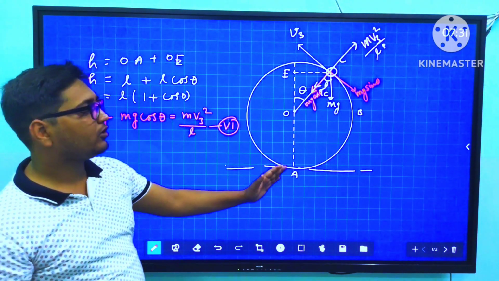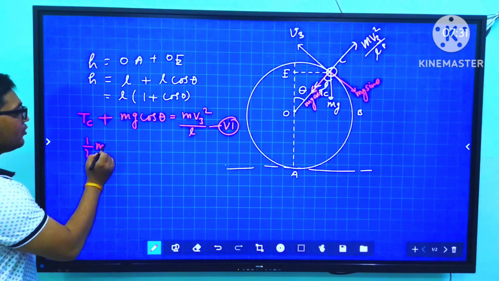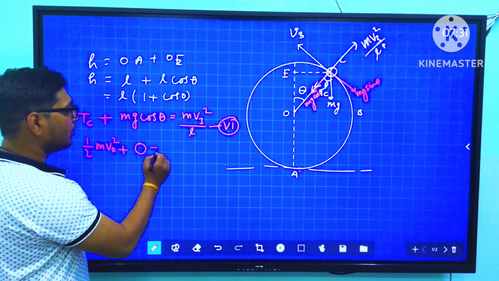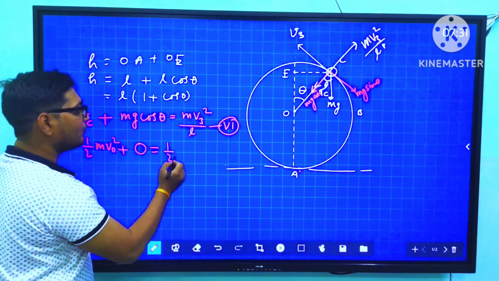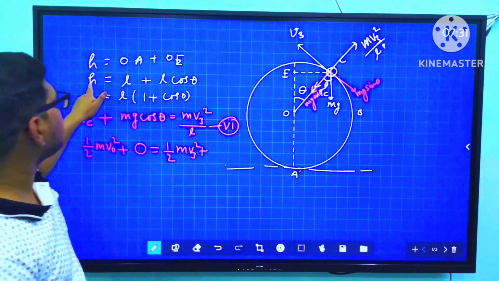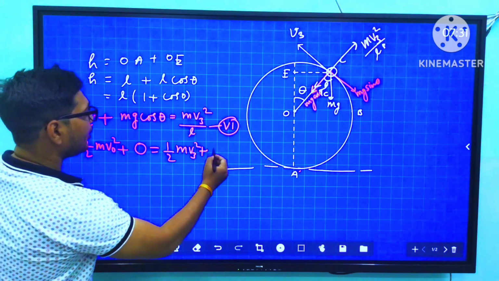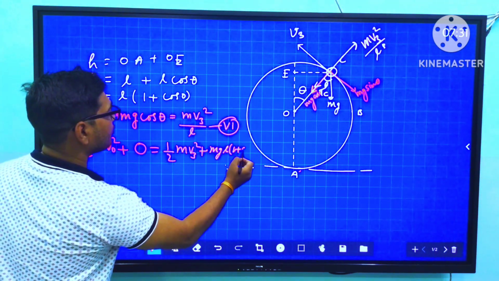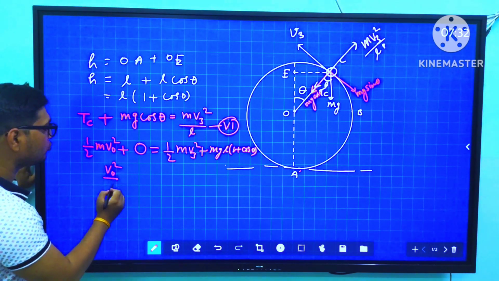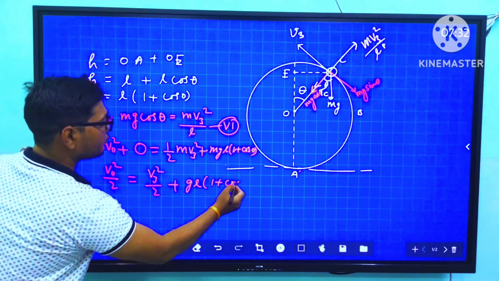Now we will write down the equation of energy conservation between point A and point C. So half mv naught square, that is kinetic energy at lowermost point, plus potential energy will be 0 as it is at the datum of the system, equals the kinetic energy at point C, half mv3 square, plus the potential energy mgh, and the h in this case is L into bracket 1 plus cos theta. So it will be mgL(1 plus cos theta). Now cancel out the m from both sides of the equation. V naught square by 2 is equal to V3 square by 2 plus gL(1 plus cos theta).